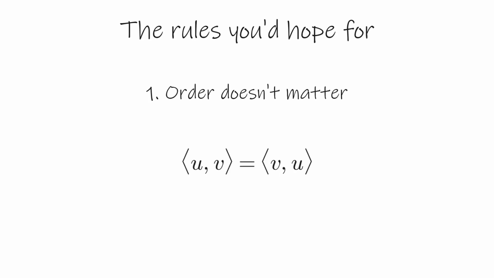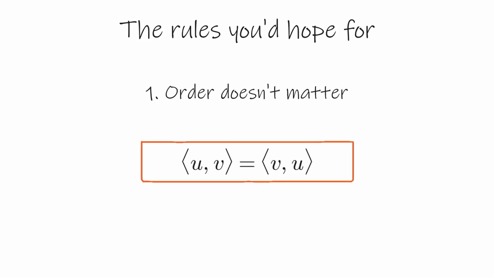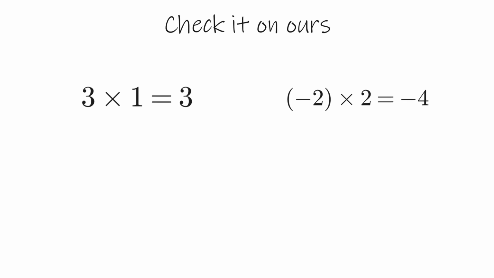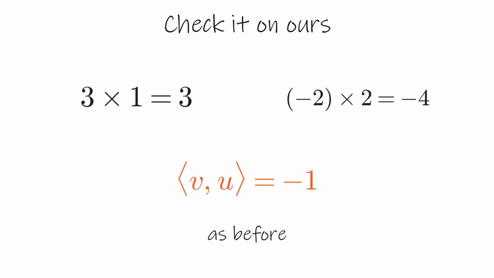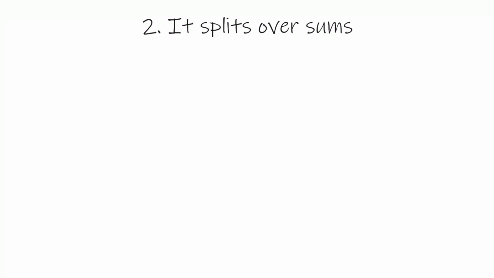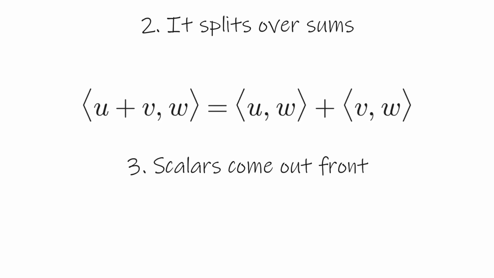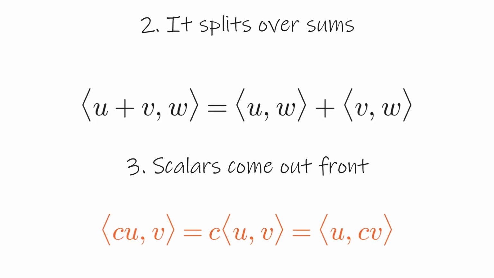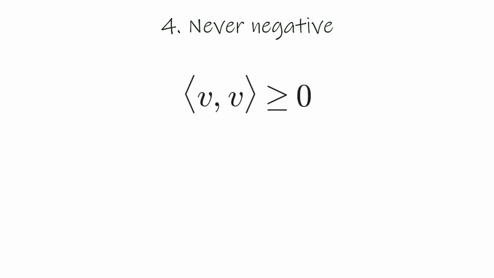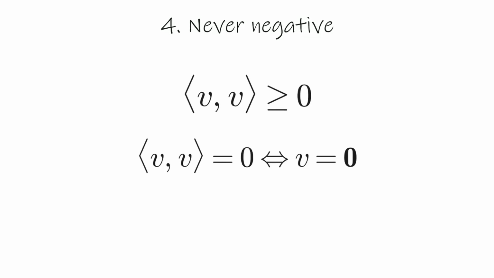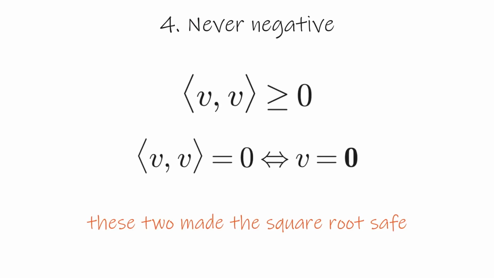Order doesn't matter. The inner product of u and v equals that of v and u. Check that on ours. 3 times 1 is 3, -2 times 2 is -4. -1 as before. It splits over sums, so the inner product of u plus v with w is the two inner products added. Pull a scalar c out of either slot, and it comes out front. The inner product of v with itself is never negative, and 0 exactly when v is the 0 vector. Those two made the square root safe.